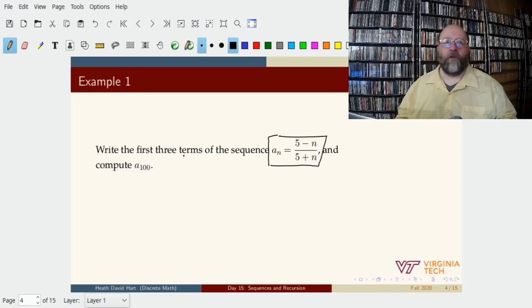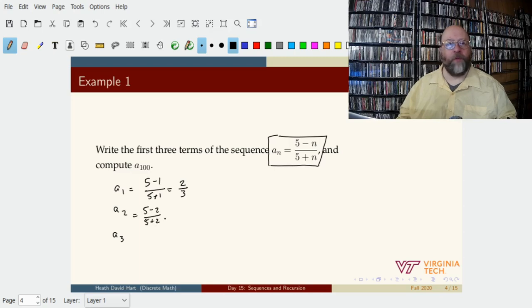The instructions say to write the first three terms, so that will be A1, A2 and A3. Well, A sub 1 will be 5 minus 1 over 5 plus 1. That's 4 over 6, which is 2/3. A2 is 5 minus 2 over 5 plus 2, and that's 3 over 7. And A3 is 5 minus 3 over 5 plus 3, and that's 2/8, which reduces to 1/4.